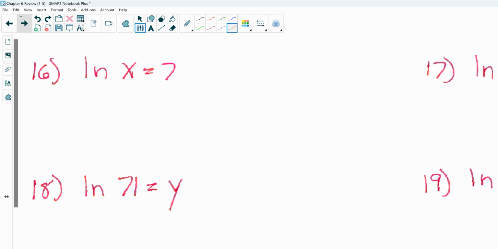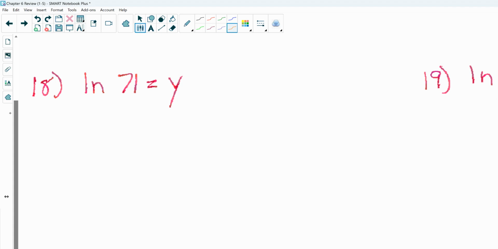Here we're using our e, and this here would be e to the 7th is equal to x. And if we did just the inverses, we're applying a base e to both sides. E to the ln will cancel, giving us our x, and our other side is e to the 7th. Same thing is true with 17. Apply base e, e and the ln will cancel. Minus 6 is equal to e to the y. E to the y equals x. We can have it either way.